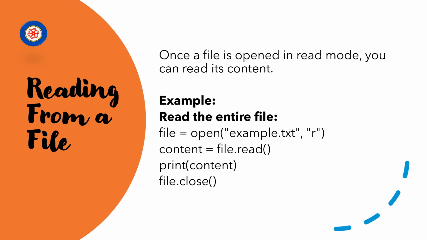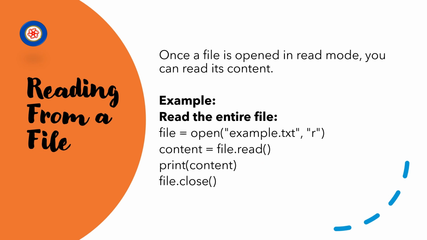In the next line, the file.read method reads the entire content of the file as a single string. If the file is very large, this could consume a lot of memory. For large files, it's better to read the file line by line or in chunks. The content read from the file is stored in the variable content. This variable now contains the complete text from this example.txt. In the next line, we are printing the entire content of the file.